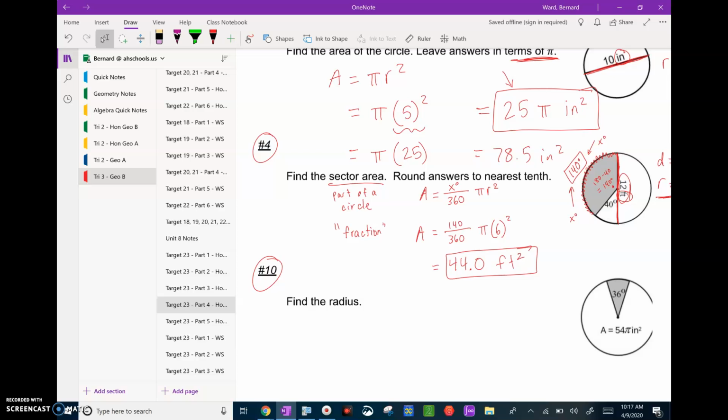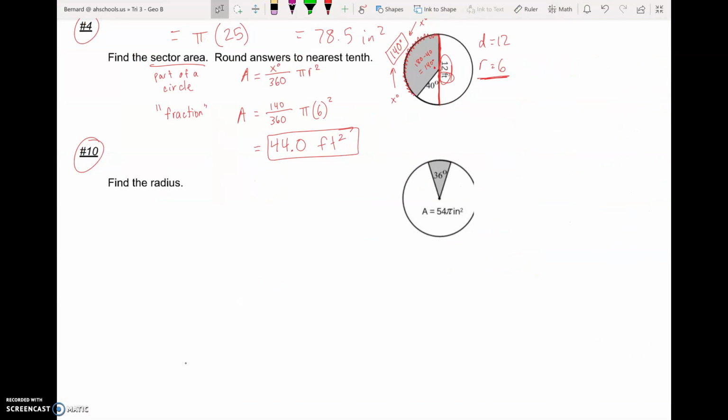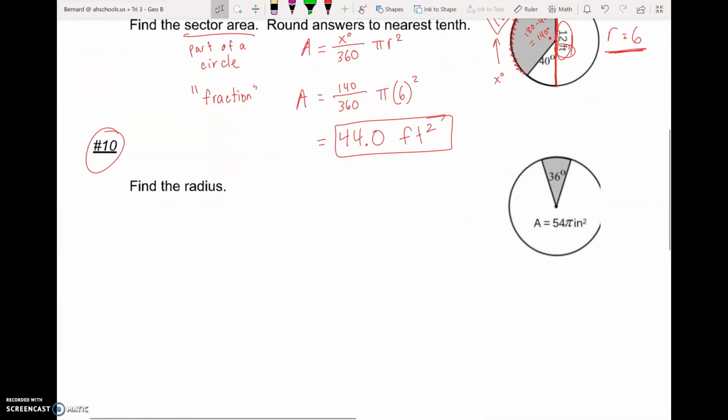Excellent. Now, let's do one last problem. This one is a working backwards problem. We actually know the area of our shaded section. And we know that this angle measures 36, so our arc is 36 as well. Remember, that's what our x degree measure is in our formula. What we do not know is our radius, right? We're trying to answer that question right now.